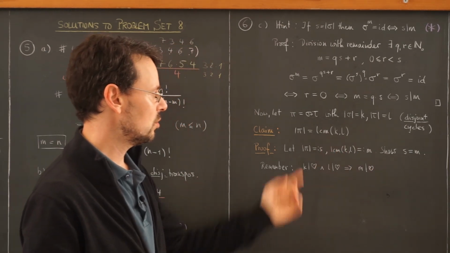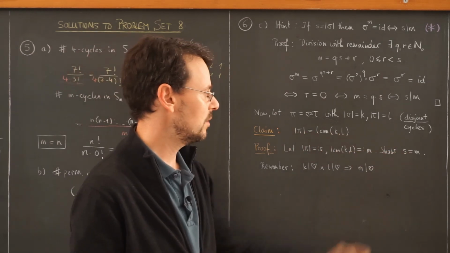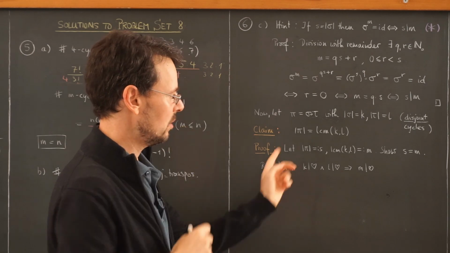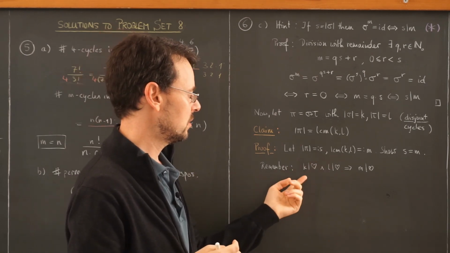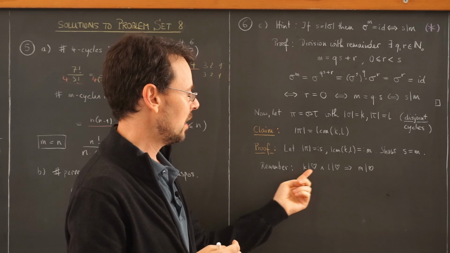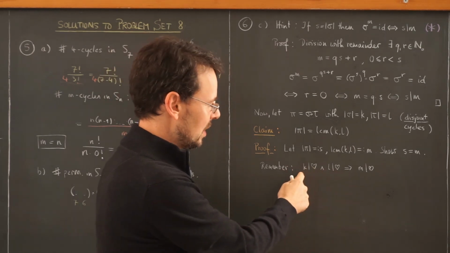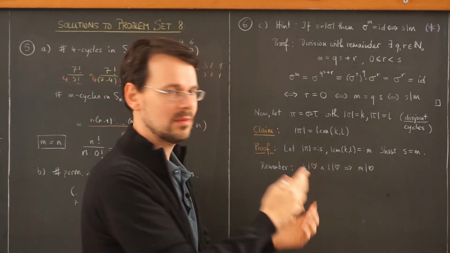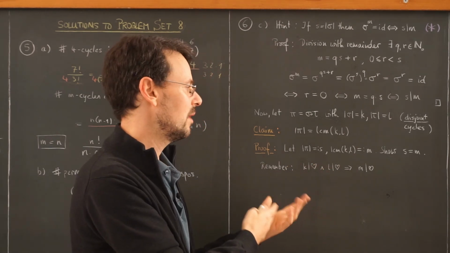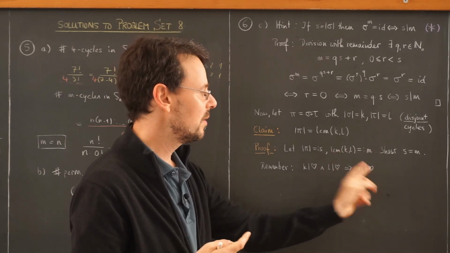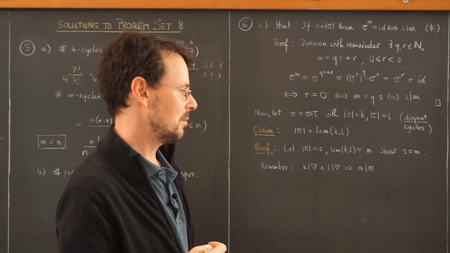So what do we have to show? We have to show that S equals M. This is what we want to show. And remember, a property of the least common multiple is if k divides any number and L also divides that number, or that number is a multiple of k and at the same time a multiple of L, then because M is the least common multiple, M already divides this number.